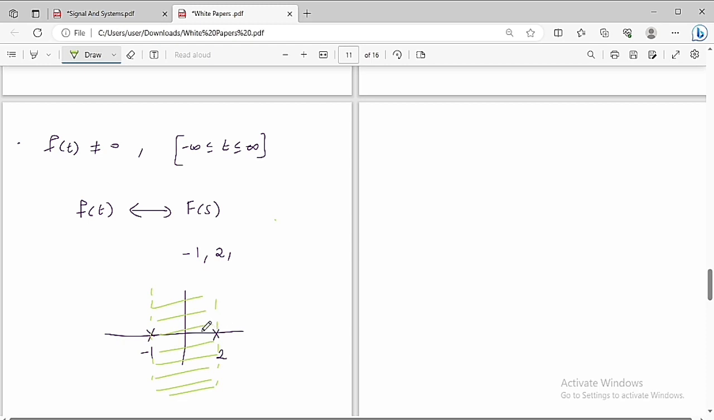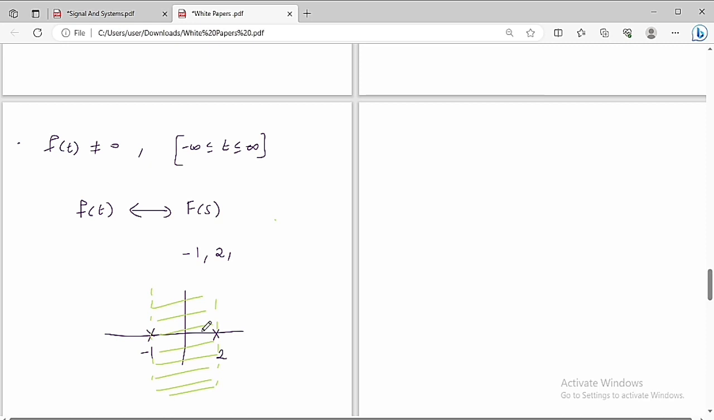So when a given signal is a two-sided signal, which is f of t is not equal to 0 for t from minus ∞ to plus ∞, then the ROC is bounded, or it is a rectangular strip for a common region of ROC. Simply, for a two-sided signal f of t, if you try to find the Laplace transform F of s, the ROC is going to lie between the poles.